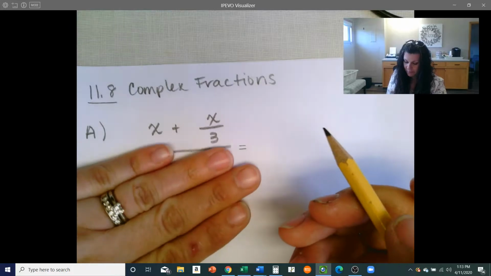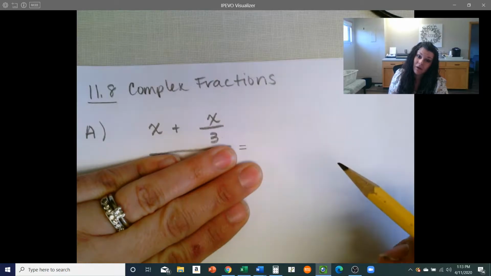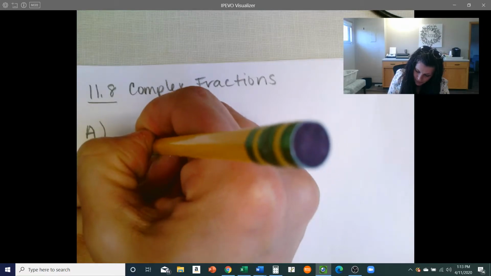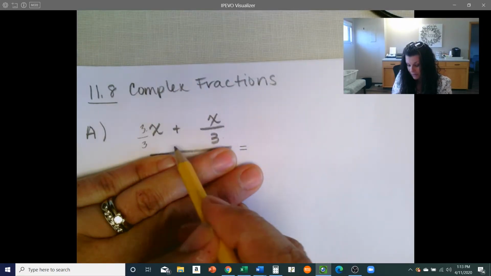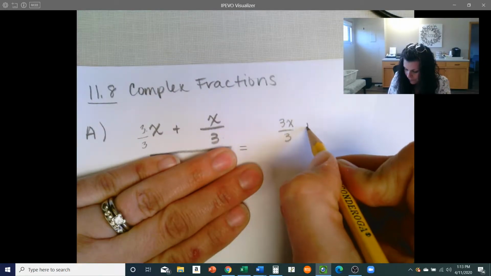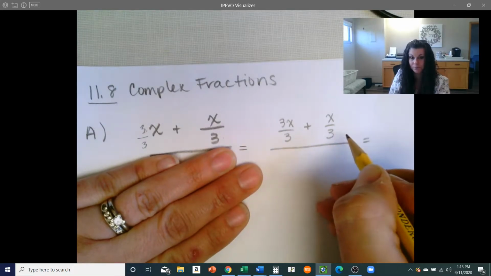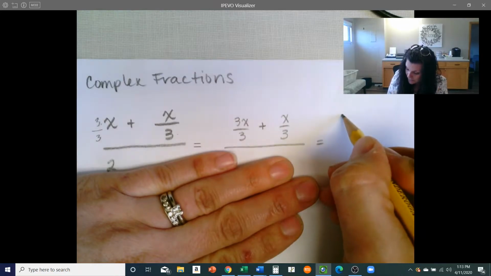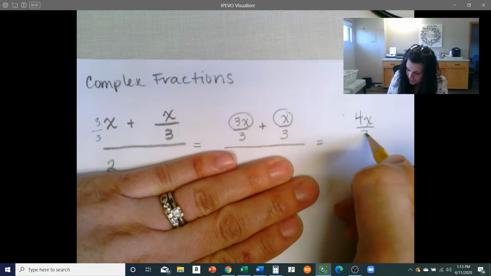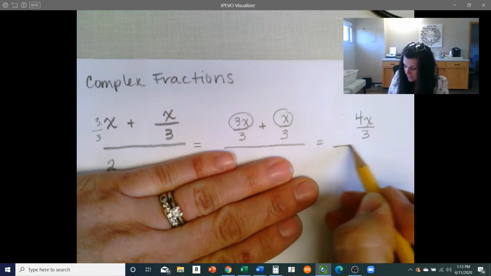So I'm going to look at this top part and I want to combine these. So that means I need to have a common denominator. So I'm going to multiply the x by 3 over 3 because that gives me 3x over 3. And over here I have x over 3. So now I have a common denominator, so I can add those. So 3x plus x is 4x over 3. Okay, I just added my numerators and I kept my denominator the same.